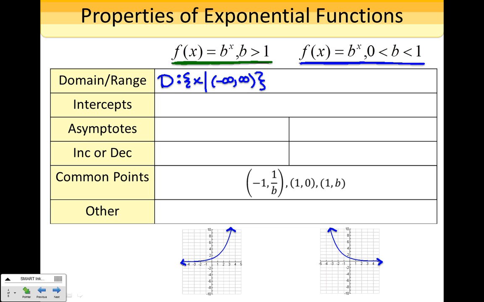The range: in all of these graphs, there was a horizontal asymptote at y = 0. It did not ever cross over the x-axis. So the range is from 0 to infinity, but not equal to 0, because it never actually crosses the x-axis.